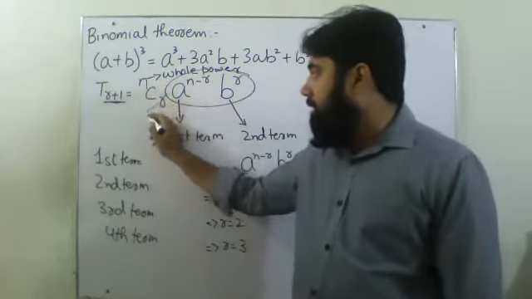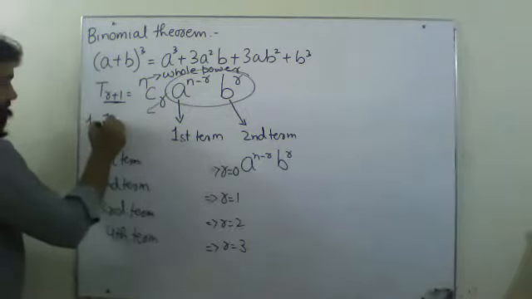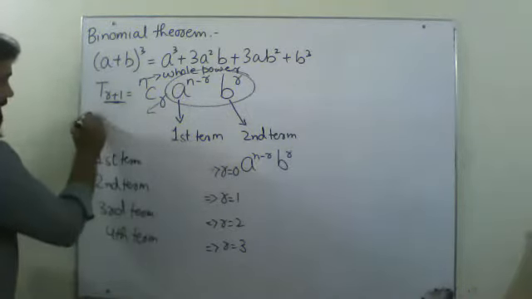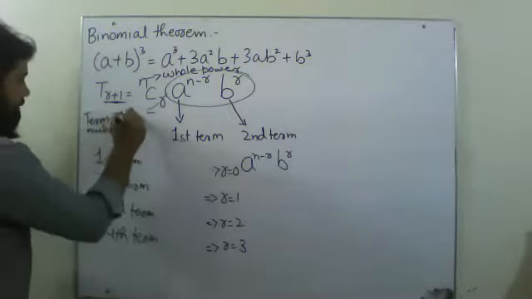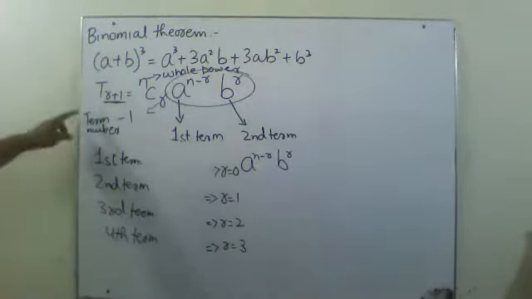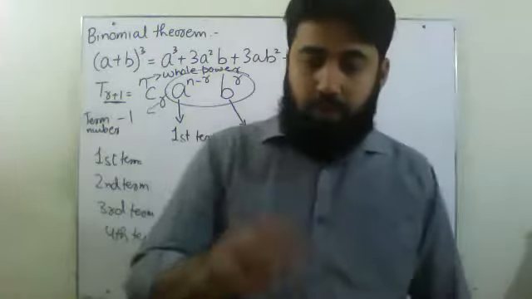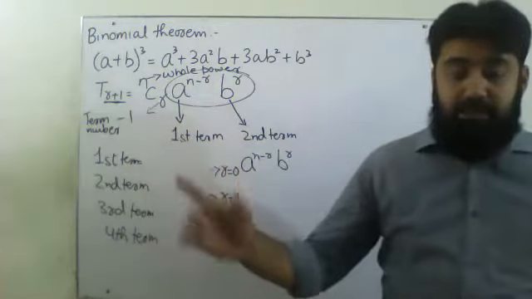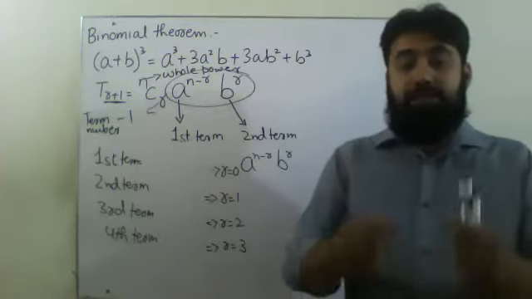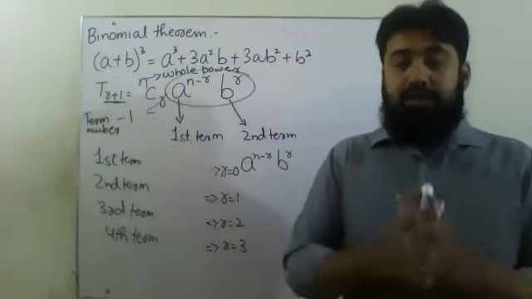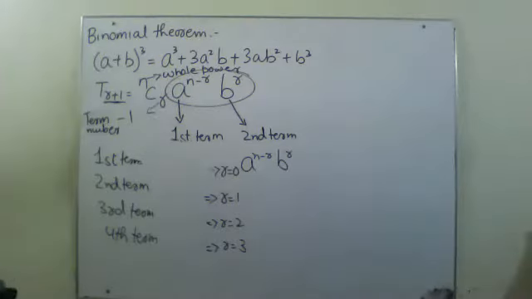Where r is term number minus 1. R will always be term number minus 1. If it's the fifth term, r will be 4. If it is the 17th term, r will be 16. Always one number lesser than your term number. That thing will represent your value of r over here. Okay?